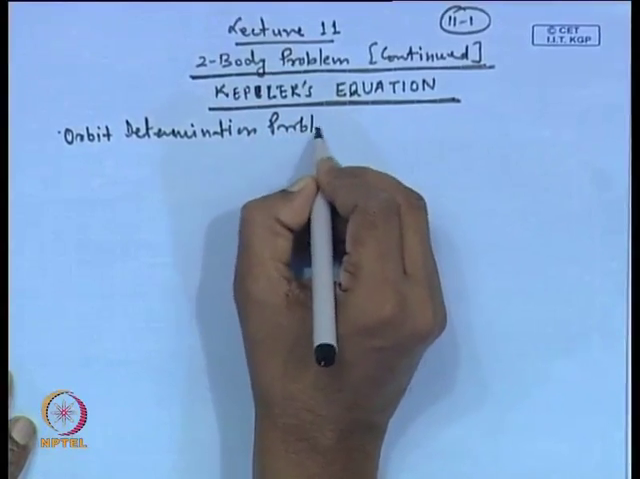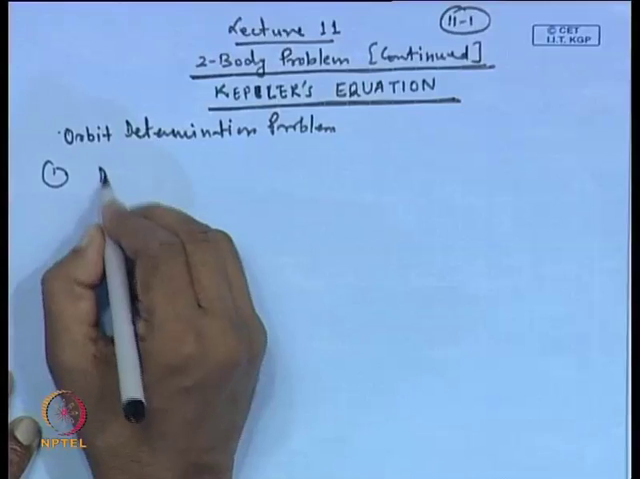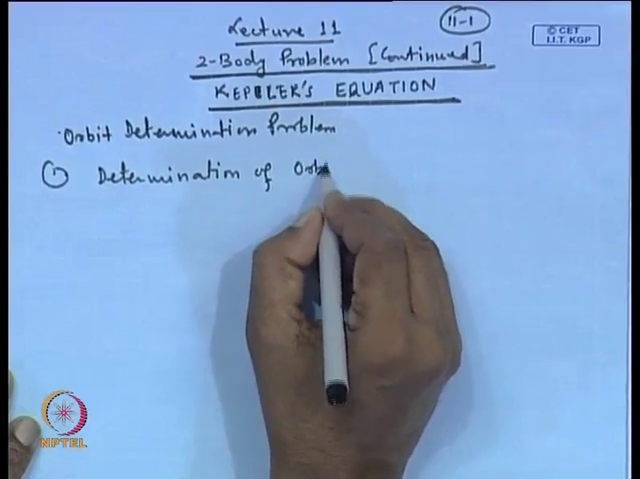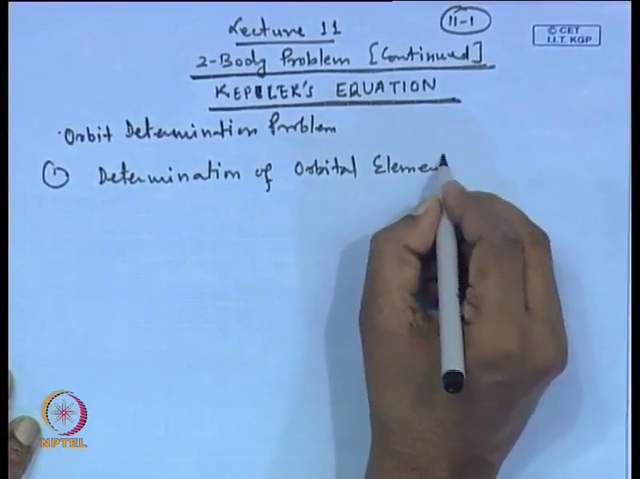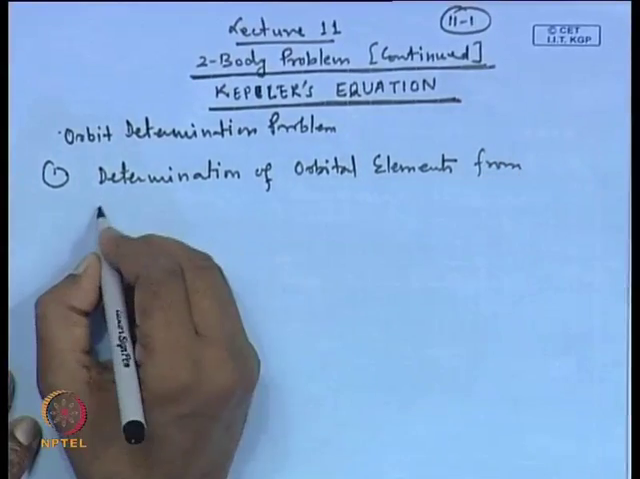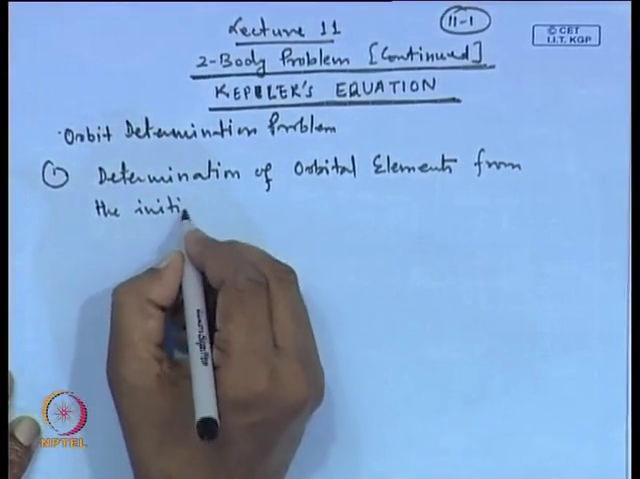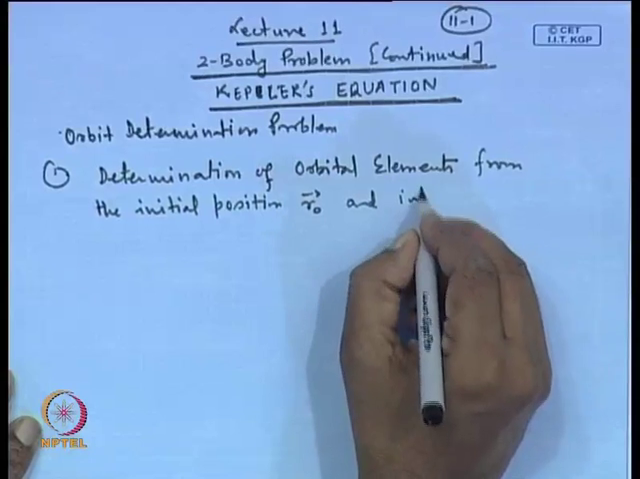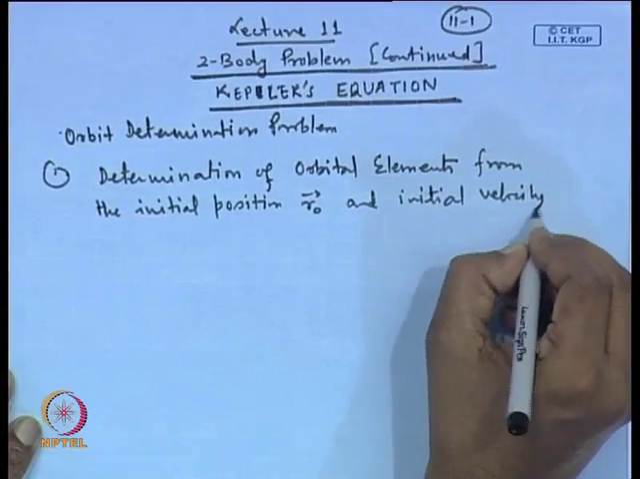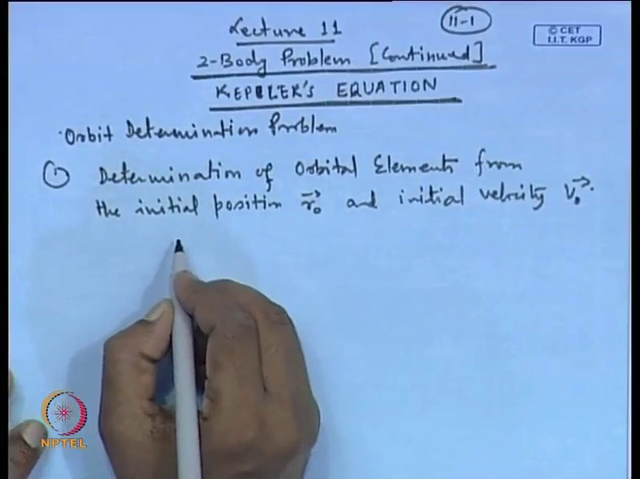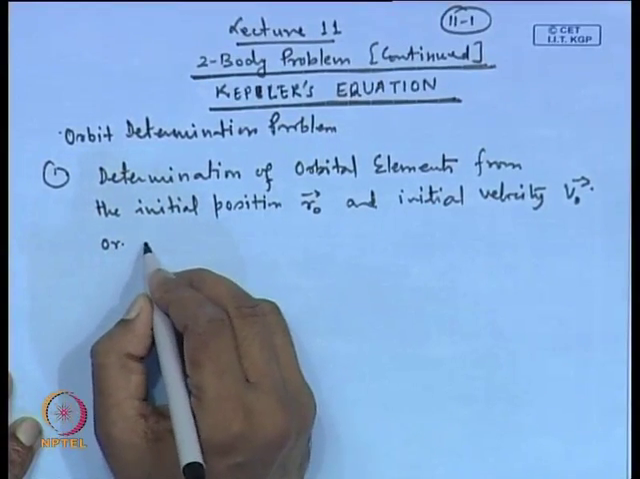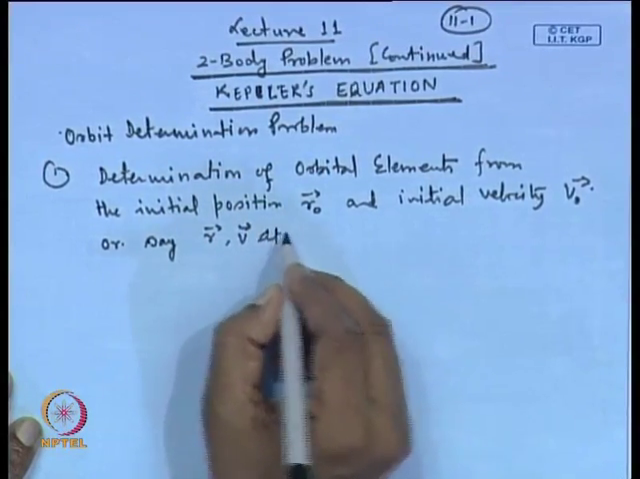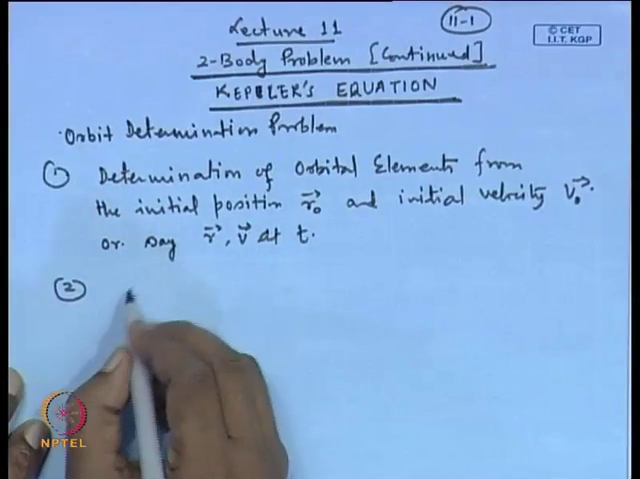The orbit determination problem can be divided into determination of orbital elements from the initial position r 0 and velocity v 0, or say r, v at t.